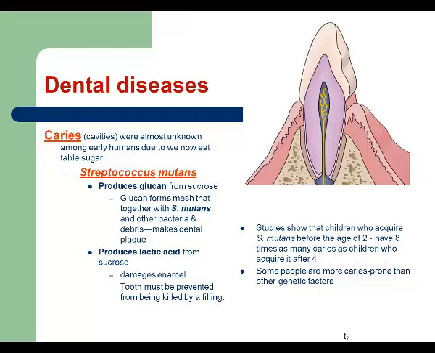How can we treat this problem? Of course, it's easier to prevent caries, and we prevent it by regular cleaning of the teeth, flossing, and toothbrushing. But if cavities have already developed, then we have to fill them.